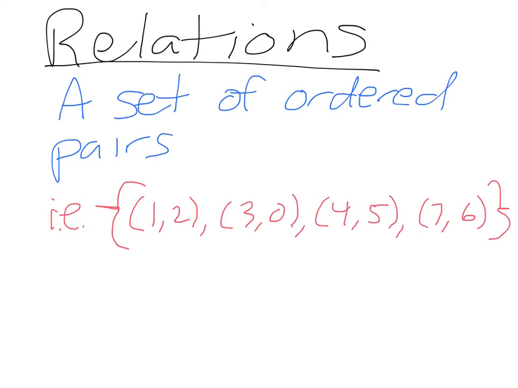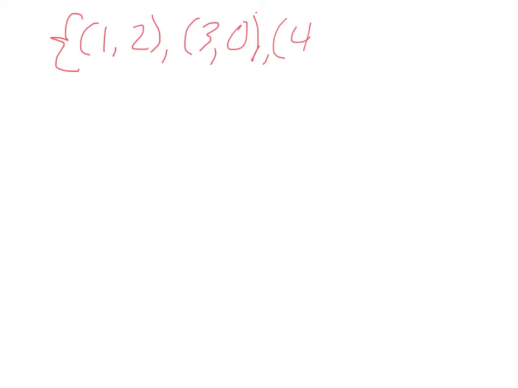Now, a relation, besides being made up of ordered pairs, we have to look at the ordered pairs a little bit more in depth. So I'm going to have you help me with some of this. Let's rewrite down our relation. So our relation was (1, 2), and then what did we have? (3, 0), (4, 5), (7, 6). Okay, so that was the relation.